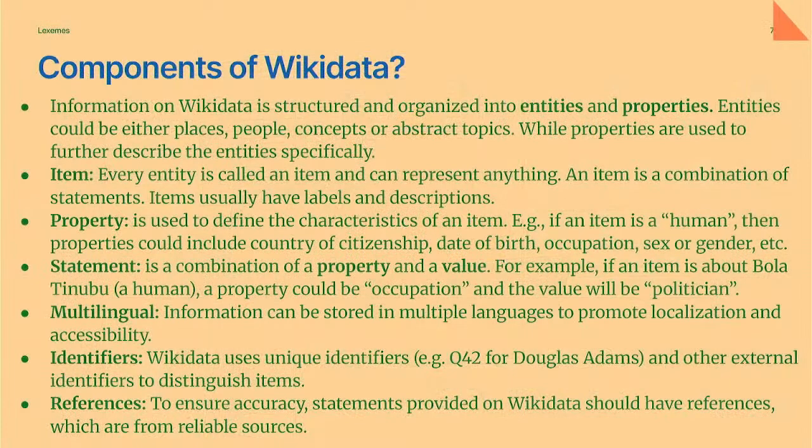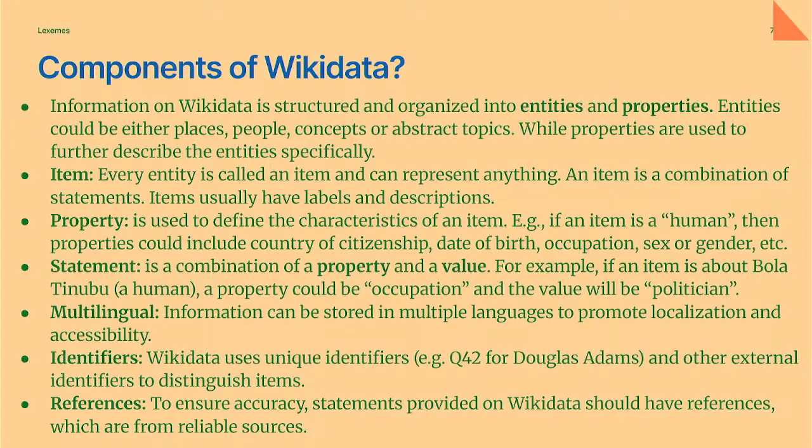So moving forward, we'll check on the components of Wikidata. Information on Wikidata is structured and organized into entities and properties. Entities could be a place, people, concept, or abstract topic, while properties are used to further describe the entities. We are checking the components. And the second, we have the item. Every entity is called an item and can represent anything. An item is a combination of statements. Items usually have a label and description.